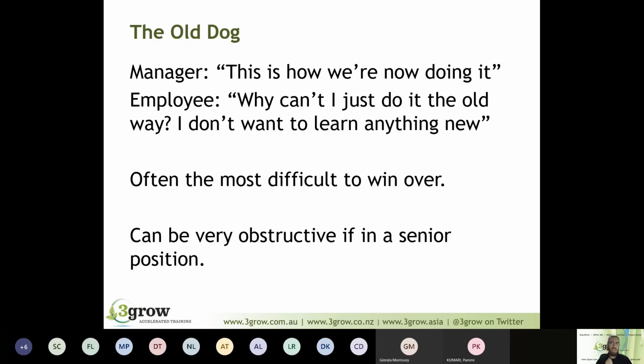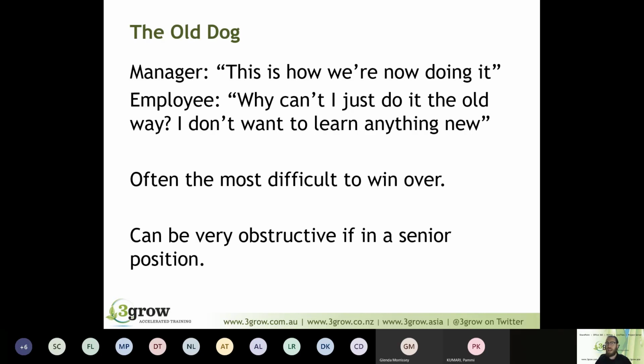So these are the people that don't want to learn something new. They've been doing it this way for many, many years. Why can't we just carry on doing it this way? It worked. Why can't we just carry on? Well, horses and carts worked, but that doesn't mean they're the most efficient way of getting around now.